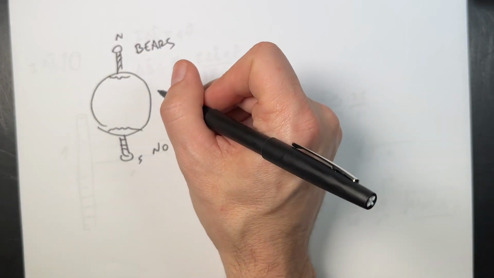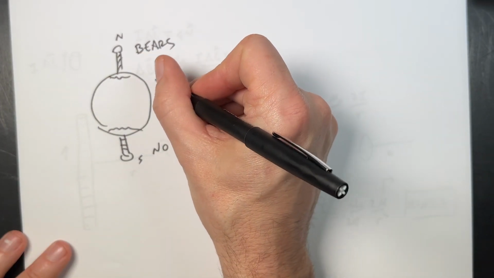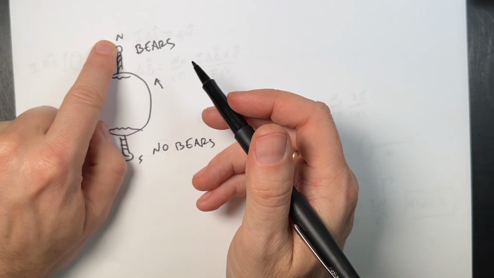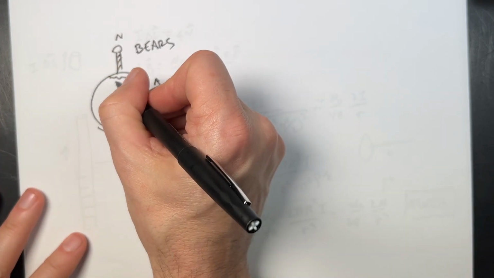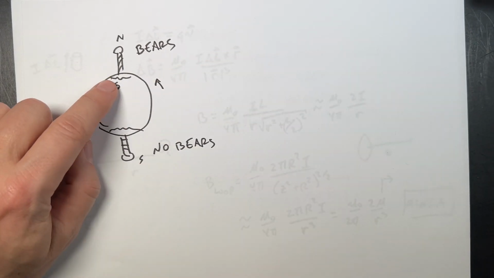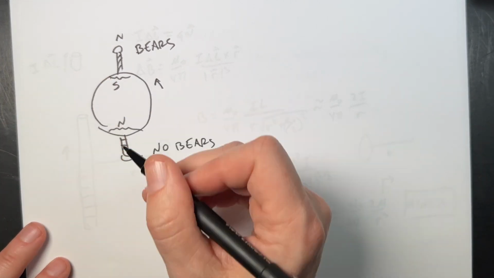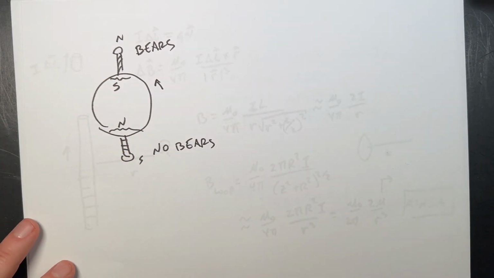But the more important thing is if I have a compass and it points north, it points that direction because it's interacting with the south magnetic pole up there. So this is the south magnetic pole and this is the north magnetic pole. So those two are flipped.